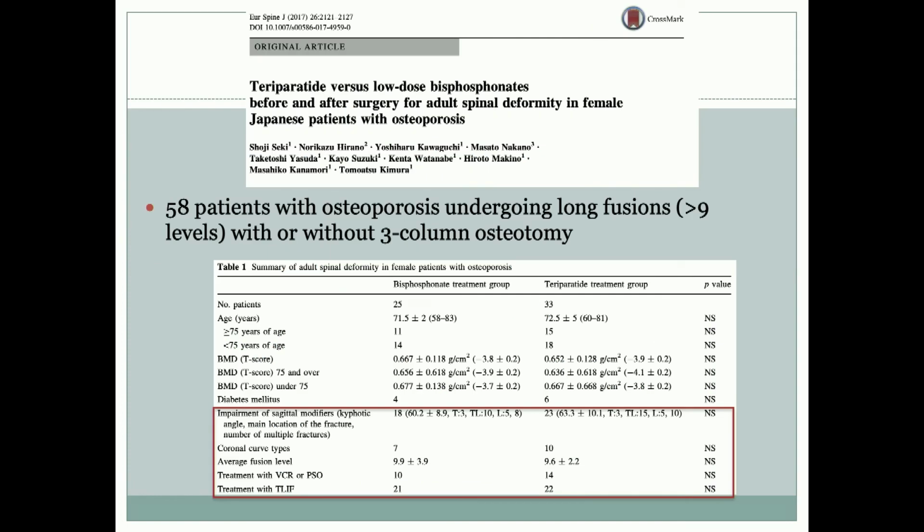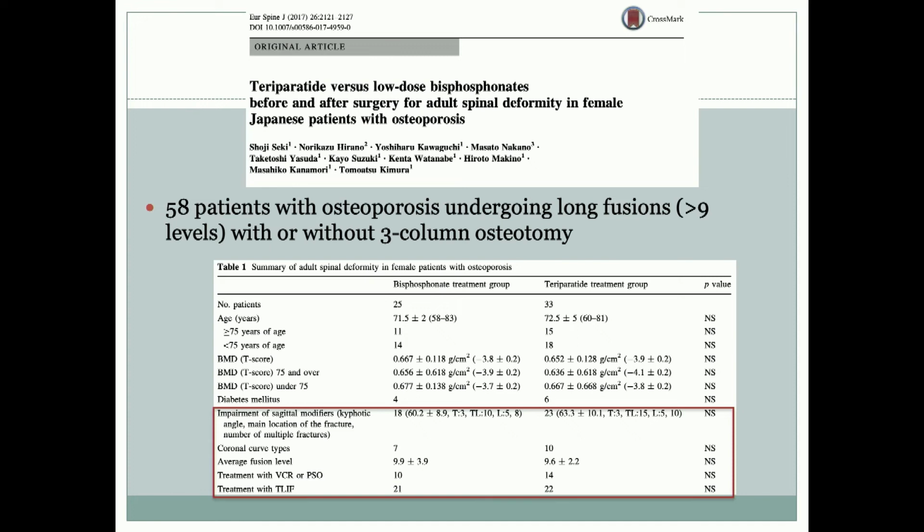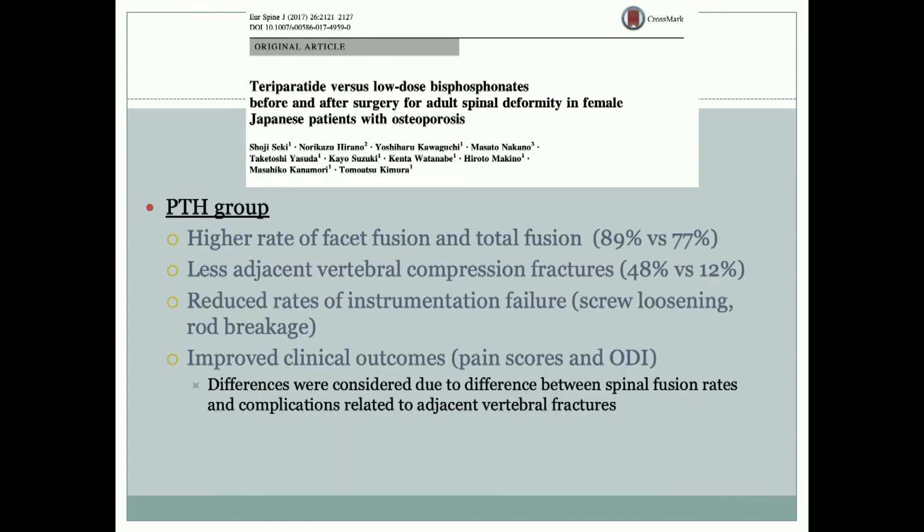So what about patients undergoing spinal deformity surgery? So longer fusions, this was also a study out of Japan, longer fusions greater than 9 levels with or without 3-column osteotomy. So in this study, the patients were well matched in terms of the number of levels fused, type of scoliosis, treatment with or without VCR, PSO, or TLIF. And in the PTH-treated group, the authors reported a higher rate of facet fusion and total fusion.